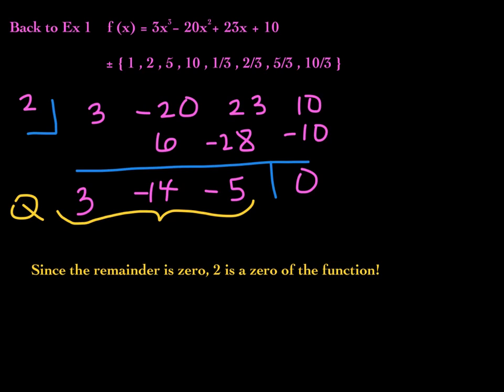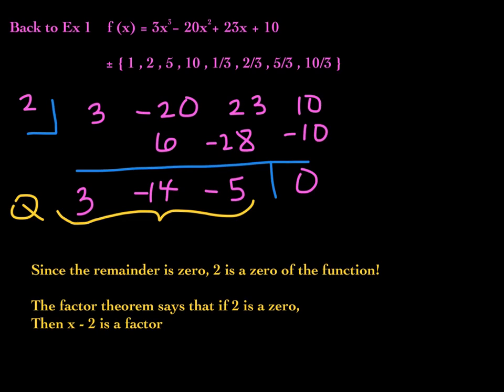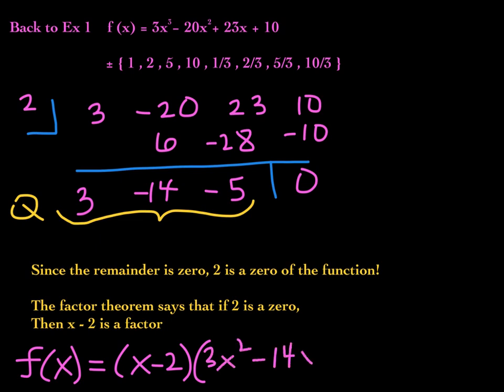The factor theorem says that if 2 is a 0, x minus 2 is a factor. You may need to reread what the factor theorem says, but that's basically what it says in a nutshell: if 2 is a 0, then x minus 2 is a factor. So this is what we have so far, everybody. Our function can now be rewritten like this. X minus 2, that's because 2 is a 0, times this second degree polynomial. So it'll be 3x squared minus 14x minus 5.